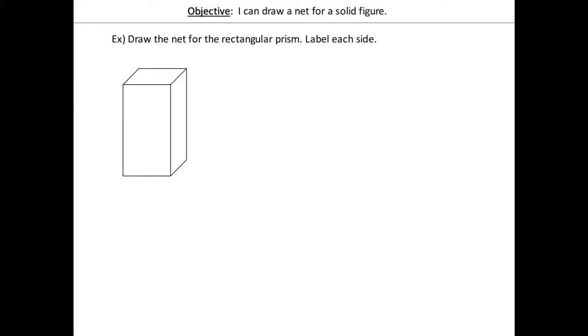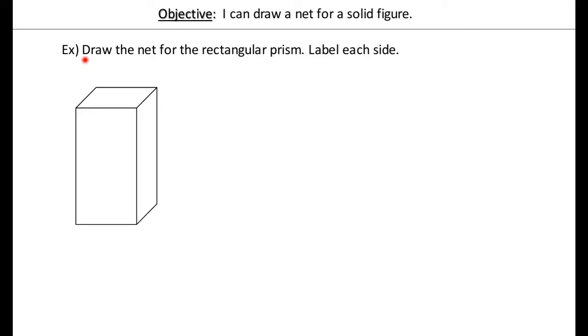So for our first example, it says, draw the net for the rectangular prism. And if you notice, it tells me here it's a rectangular prism. That tells me that the base is a rectangle. Okay, my base is a rectangle.